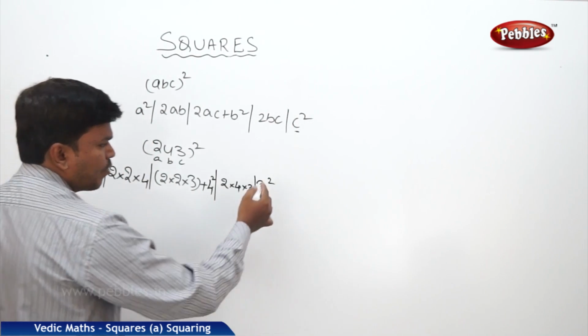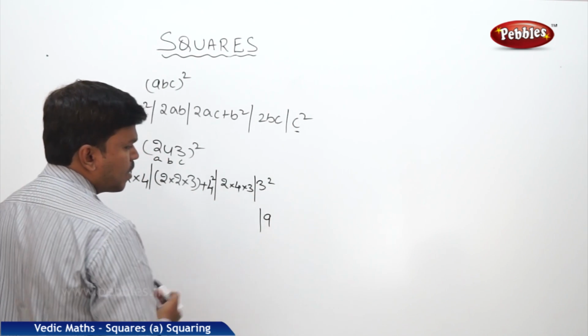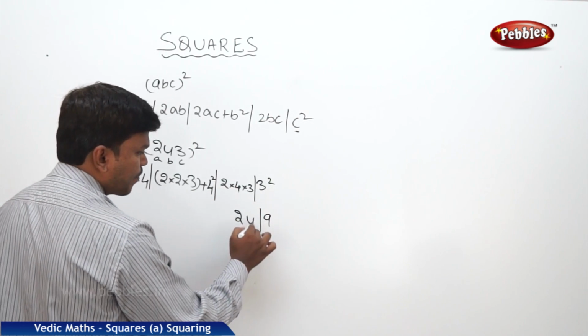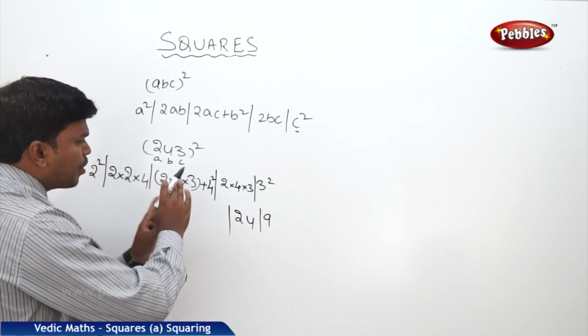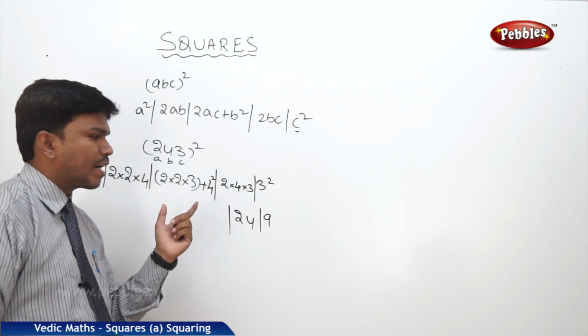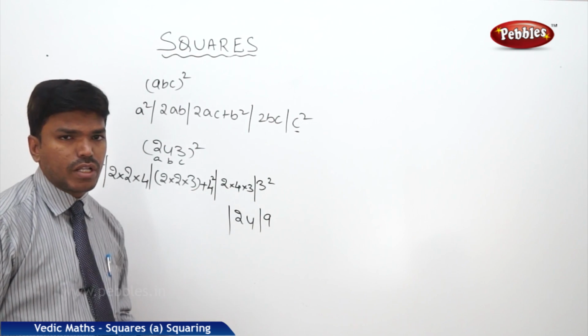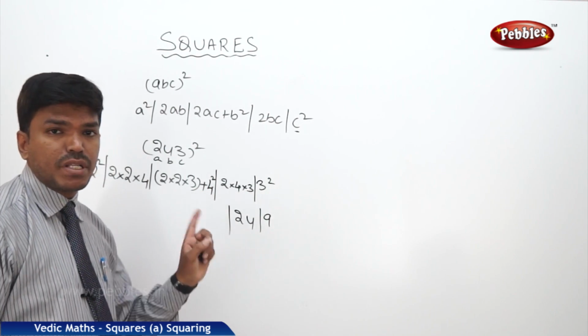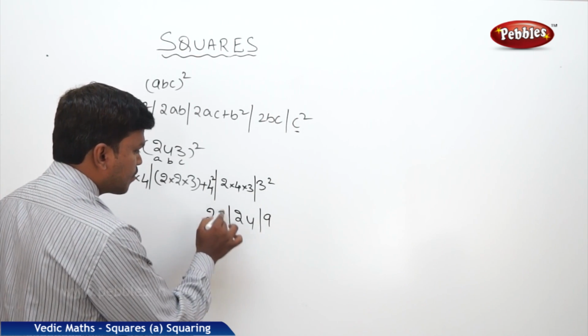Start from the right side. 3 square is 9. 2 into 4 into 3: 2 4s are 8, 8 3s are 24. 2 into 2 into 3 plus 4 square. First solve the calculation within the brackets. 2 2s are 4, 4 3s are 12. 12 plus 4 square is how much? 16. So 12 plus 16, 28.